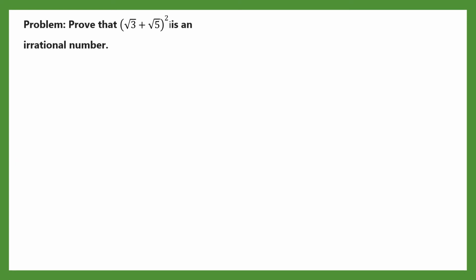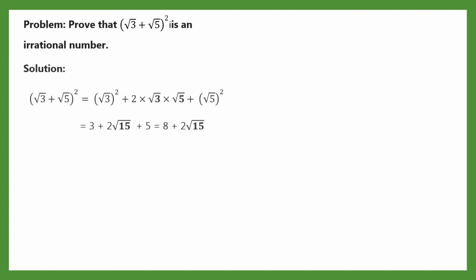Let's solve one more problem. Prove that root 3 plus root 5 whole square is an irrational number. To prove the irrationality of this number, first of all, we will simplify this. Root 3 plus root 5 whole square. I am simplifying this by using the algebraic identity a plus b whole square.